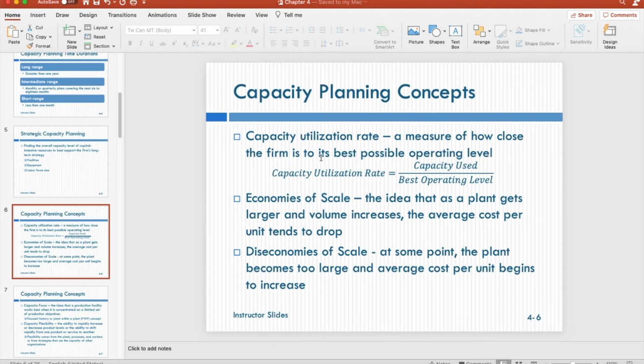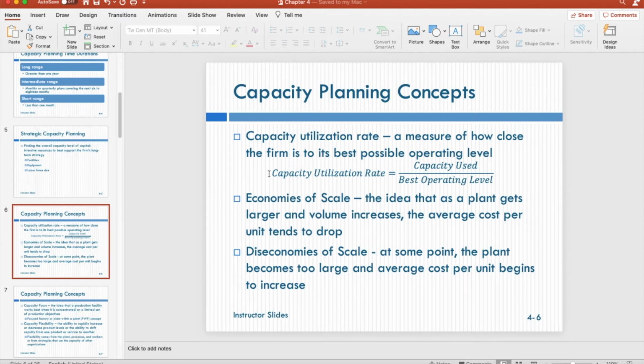So what is the capacity utilization rate? Conceptually, this is just a measure of how close this firm is currently doing to its best possible operating level. Basically, the capacity utilization rate is just a ratio, and this ratio reflects what you are doing right now, your performance, divided by the best performance in terms of operations management. That's the key idea of the capacity utilization rate.